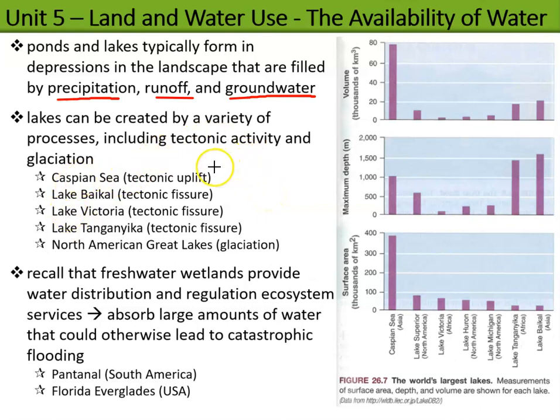Now, lakes can be created by a variety of processes. Sometimes these depressions that fill up with water are formed by tectonic activity, sometimes by glaciation. These are probably the two primary natural ways that lakes and ponds form. So things like the Caspian Sea, Lake Baikal, Lake Victoria, and Lake Tanganyika in Africa are all formed by tectonic processes. It's uplift in the case of the Caspian Sea, or tectonic fissures with Baikal, Victoria, and Tanganyika. And in North America, the largest lakes are the Great Lakes, and those were formed through glaciation.